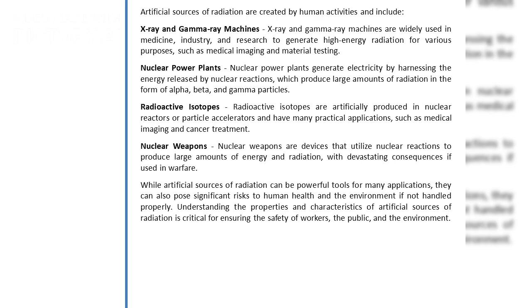Artificial sources of radiation are created by human activities and include X-ray and gamma-ray machines, which are widely used in medicine, industry, and research to generate high-energy radiation for various purposes, such as medical imaging and material testing. Nuclear power plants generate electricity by harnessing the energy released by nuclear reactions, which produce large amounts of radiation in the form of alpha, beta, and gamma particles.